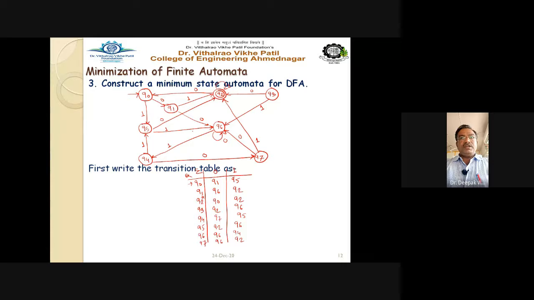So we can have the transition table drawn here. Q0 on 0 and 1 transitions, Q1, Q2, Q3, Q4, Q5, Q6, Q7. Total number of states is 8.